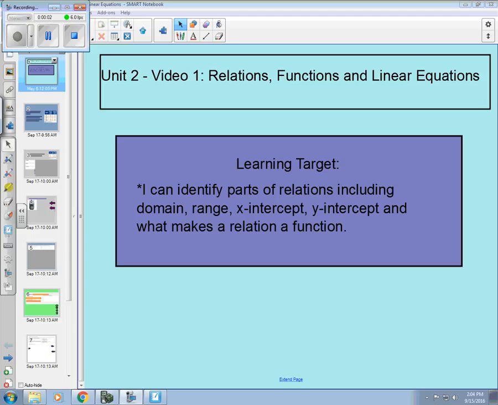We're going to be beginning Unit 2 today, looking at relations, functions, and linear equations. We want you to be able to identify relations, including stuff called the domain, the range, x and y intercepts, and also what defines a relation as a function.